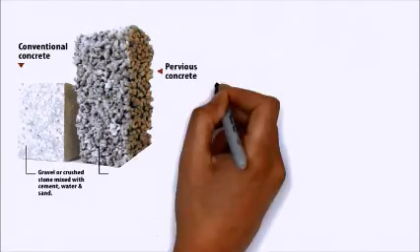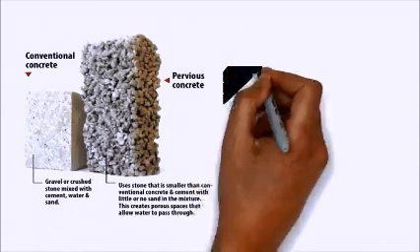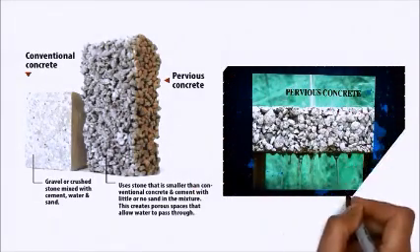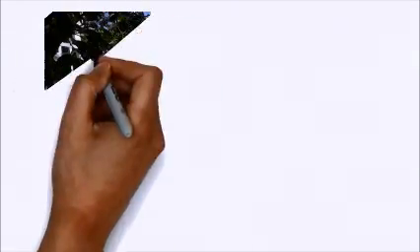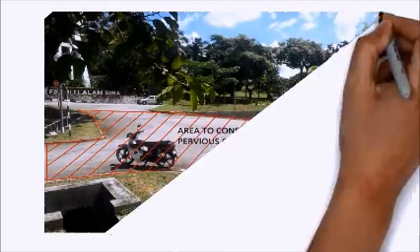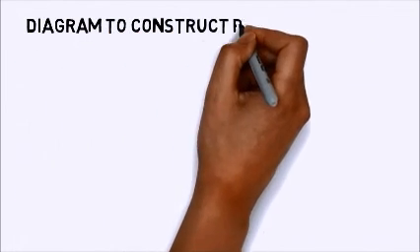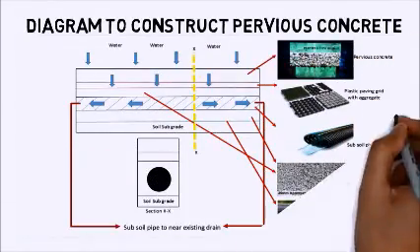Pervious concrete has a system in which a mixture of stone and cement only, just a little sand is used or not. This pervious concrete creates porous space to allow water to pass through it. Rainwater will enter the pervious concrete, then flow into the subsoil pipe. Subsoil pipe will stream water to the existing drain.